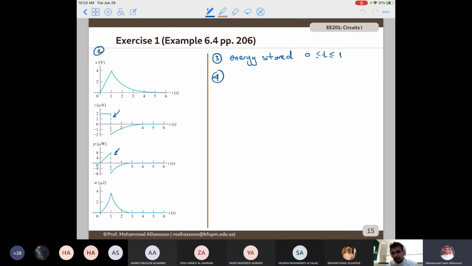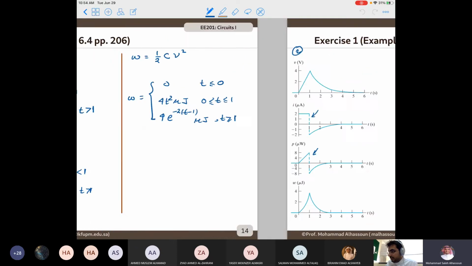Yes. So from 1 to infinity the energy is being delivered, because power is negative. Okay, very good.